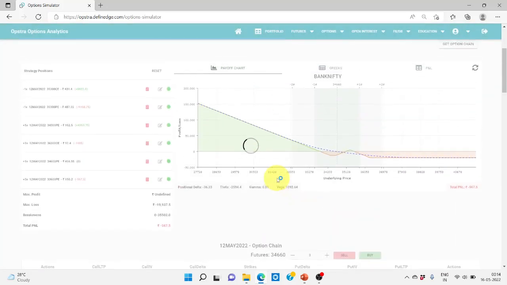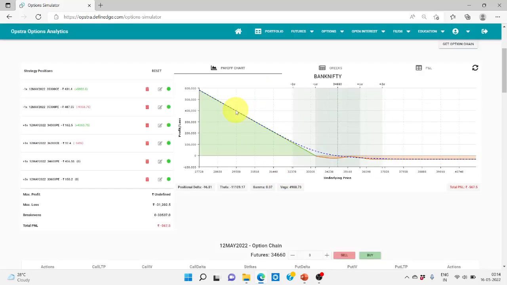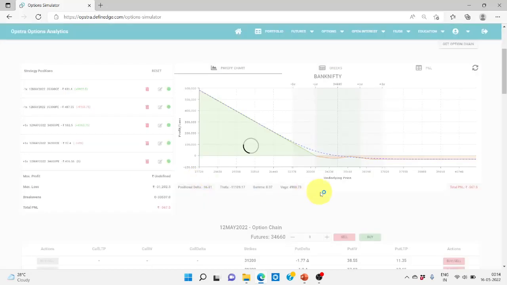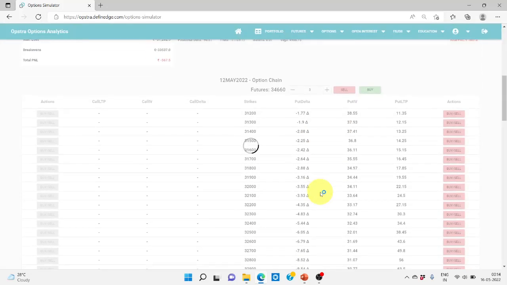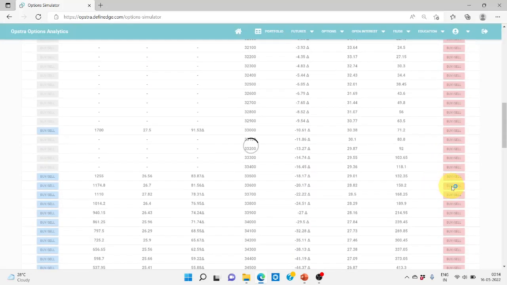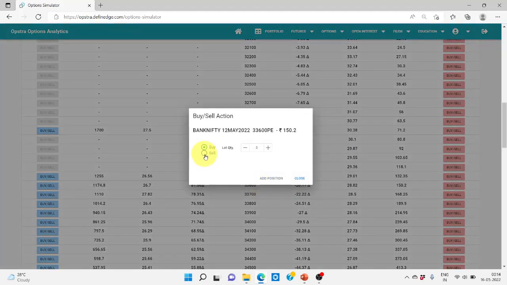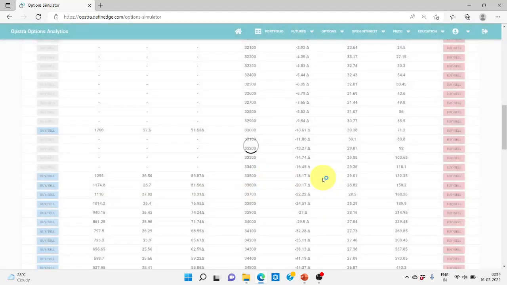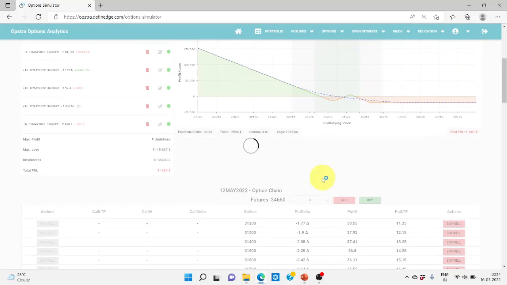By doing so, we further extend the downside risk. We are selling that. I have mistakenly given this as buying. So where we get as 150, we are going to sell 3 lots. We have bought 1 lot and we are selling 3 lots. That is the reason we'll be getting undefined risk.